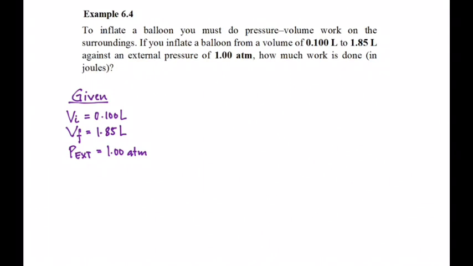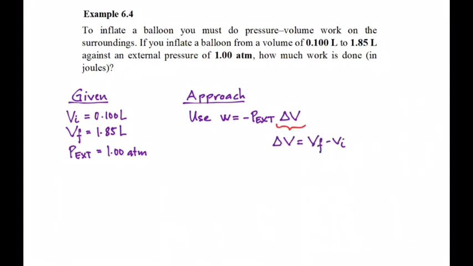In other words, how much work did you do in order to inflate this balloon from 0.1 liter to 1.85 liters? Okay, so you're the system, the balloon is the surroundings. So we know the equation for work. Work is equivalent to the negative external pressure times the change in volume. We have the external pressure, and the initial and final volume, so we can just calculate delta V and plug in all the numbers.